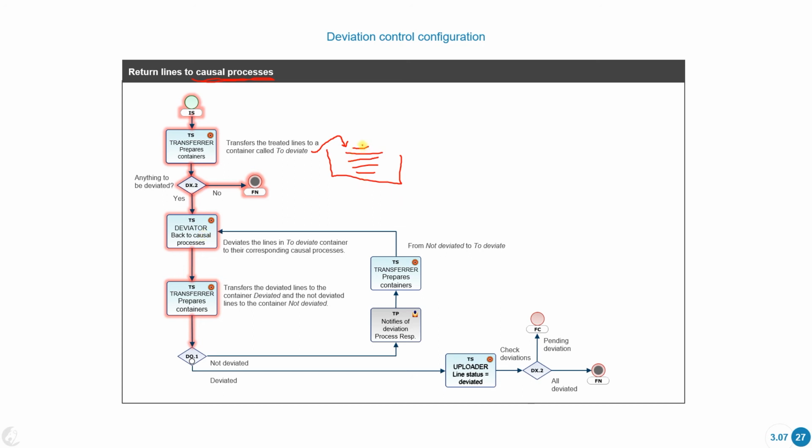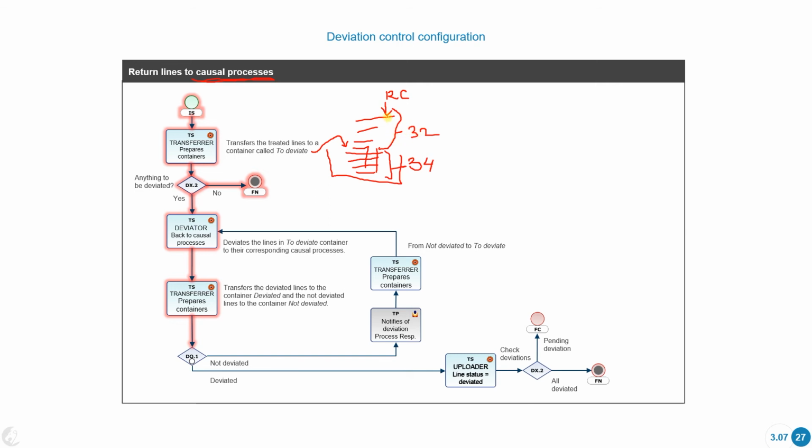But let's imagine that here we have a lot of lines. And let's say some of these lines have to be deviated to the causal process 32, and some other lines need to be deviated to the causal process 34, for example. Each one of these lines are going to have stored in a column. In one of the columns of the group of fields, we're going to store a return code. This is something we've already seen. We have a return code, and this could have a positive or negative number.